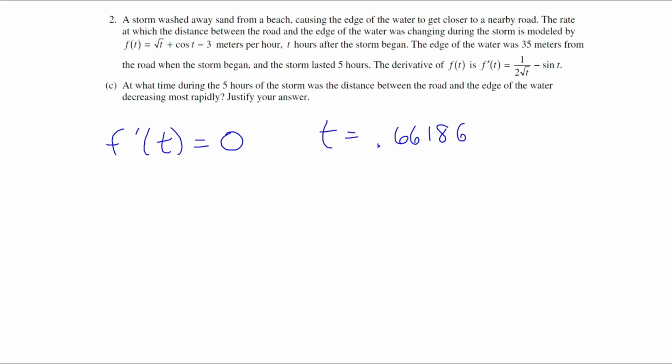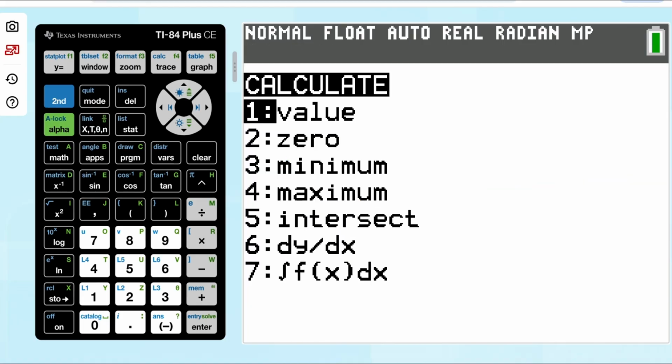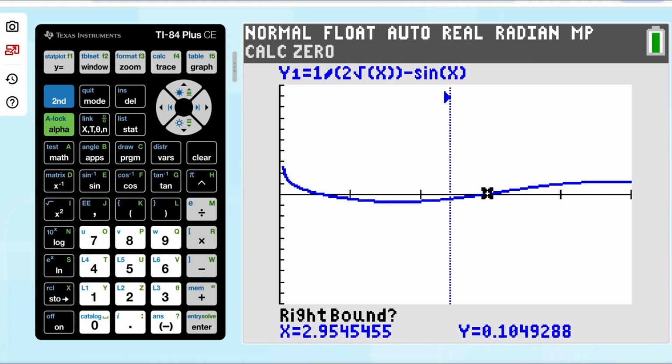And the other one we can find here. We'll do the same thing. Second trace, we'll choose option 2 for 0. We'll scroll over here to the right till we're close to that x-intercept. We'll hit enter. We'll scroll all the way to the right of that x-intercept, hit enter, hit enter a third time, and we'll get 2.8403832.